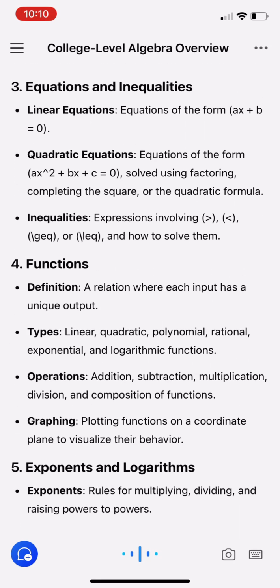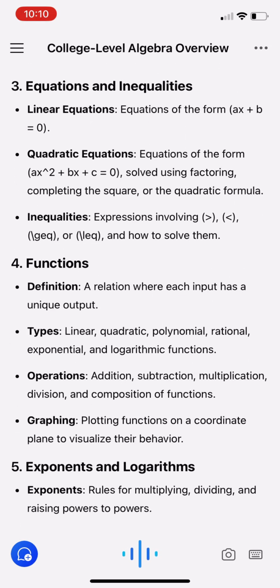Linear equations: equations of the form ax plus b equals 0. Quadratic equations: equations of the form ax^2 plus bx plus c equals 0, solved using factoring, completing the square, or the quadratic formula. Inequalities: expressions involving greater than, less than, greater than or equal to, or less than or equal to signs, and how to solve them.